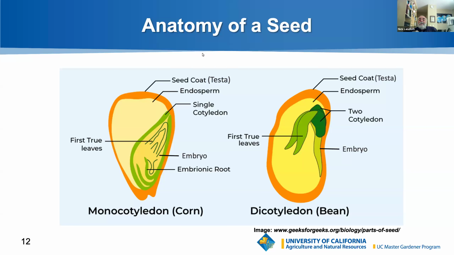Finally, within the seed is the endosperm, which is the food storage area for the embryo. This contains starch, oils, and protein, which provide initial nourishment for the embryo during germination.